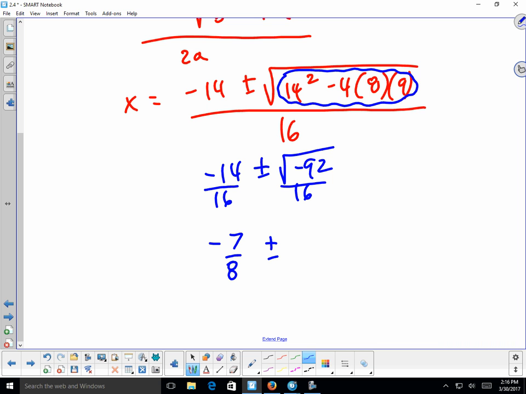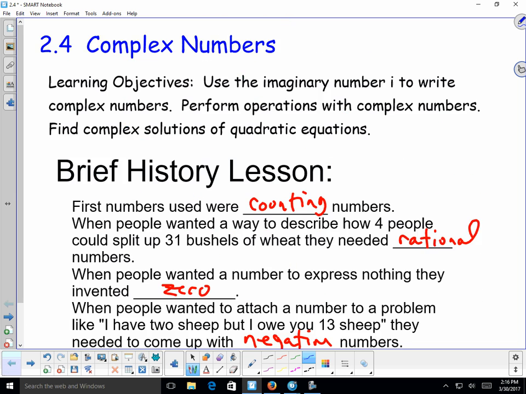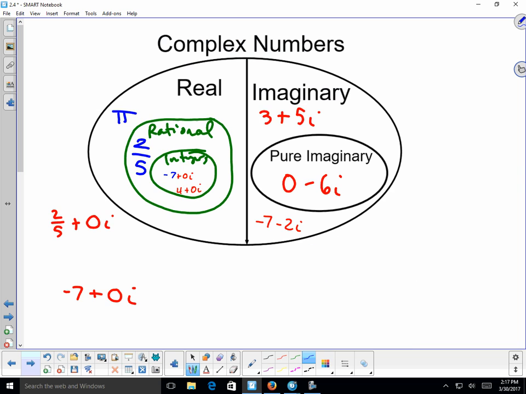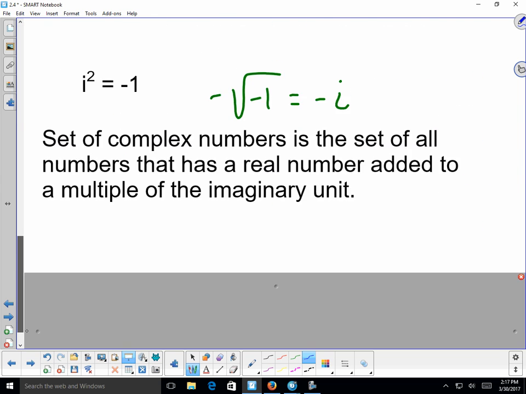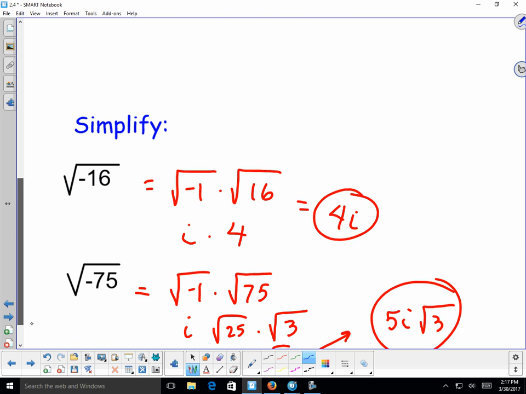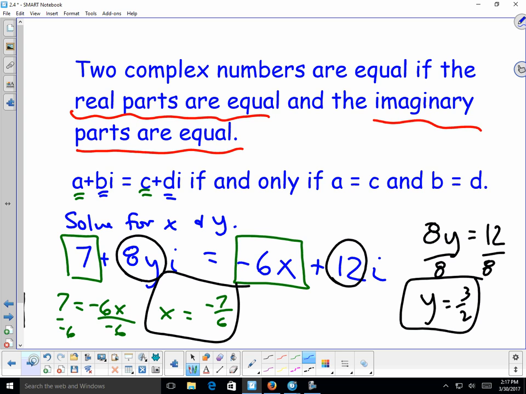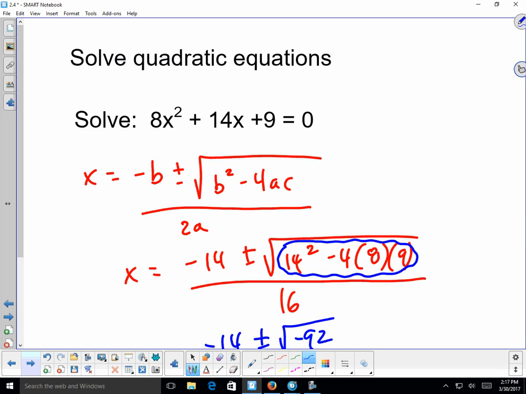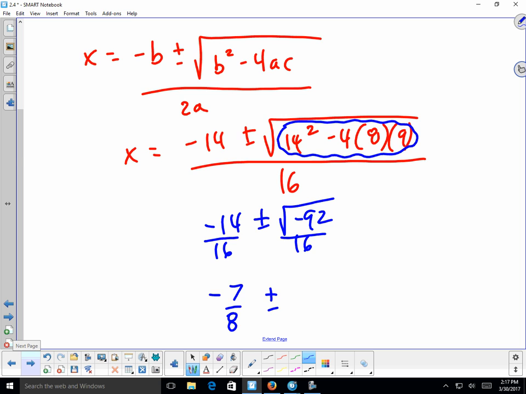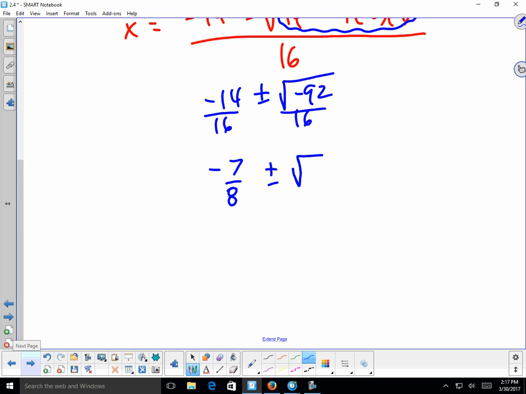Yep. And then can we simplify square root of negative 92 like we did earlier? I don't even know where it was. Was it on the first page? Was it here? Yes, like this, right? So how are we gonna simplify? You can have square root of negative 1 times square root of 92 over 16. And any perfect squares going in 92?